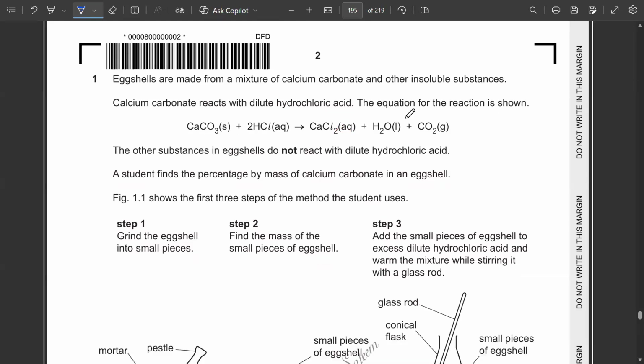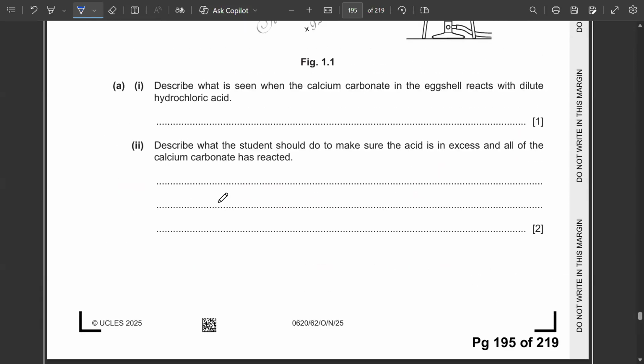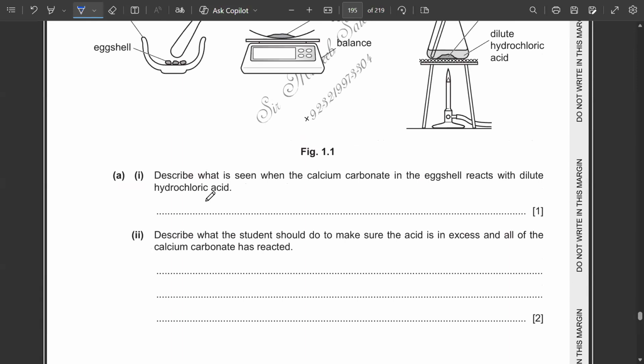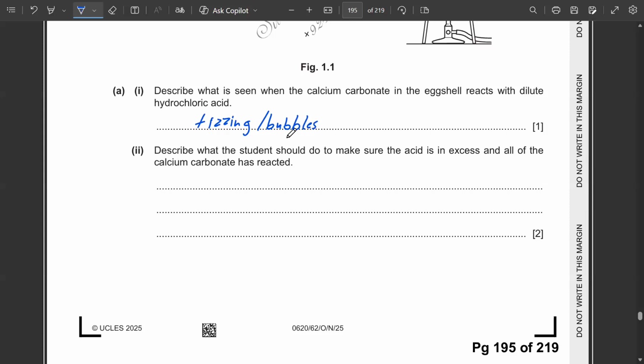So the formation of carbon dioxide is there, but you do not say the name of the gas. That will be wrong. You cannot state the name of the gas. Rather, you will say the observations because of the gas. So that is fizzing. Fizzing is seen, or bubbles. Either you say fizzing or you say bubbles.